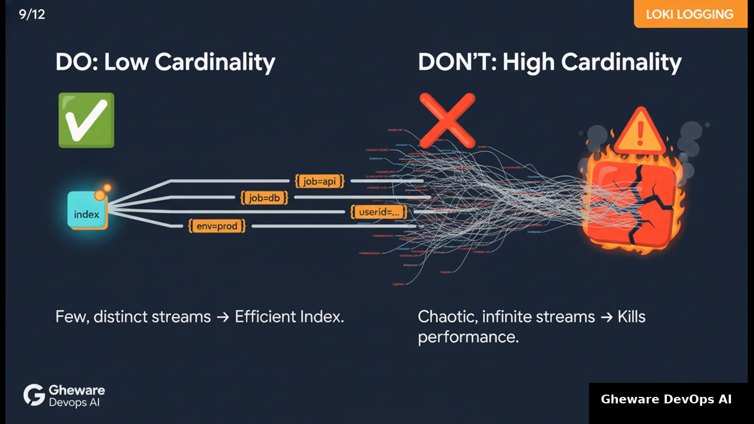Low cardinality labels, like job or environment, they're perfect. High cardinality labels, like a user ID or a request ID, they are a complete disaster. You will create millions of tiny log streams, you will overload Loki's index, and you will kill its performance. Filter for those values. Never, ever make them labels.